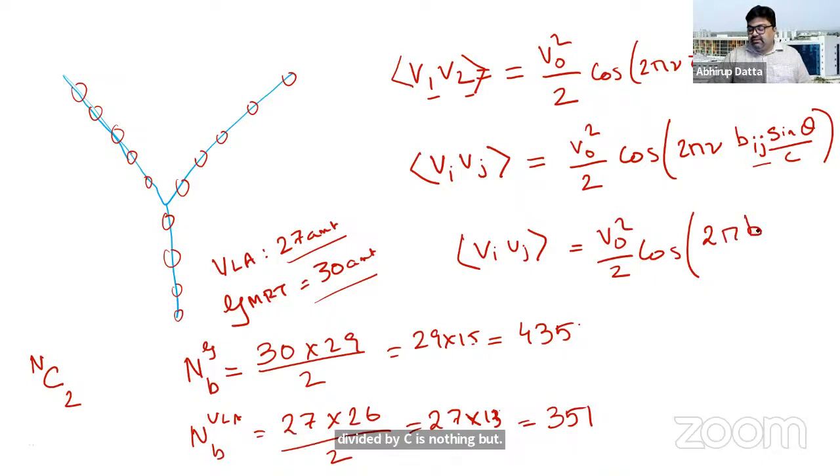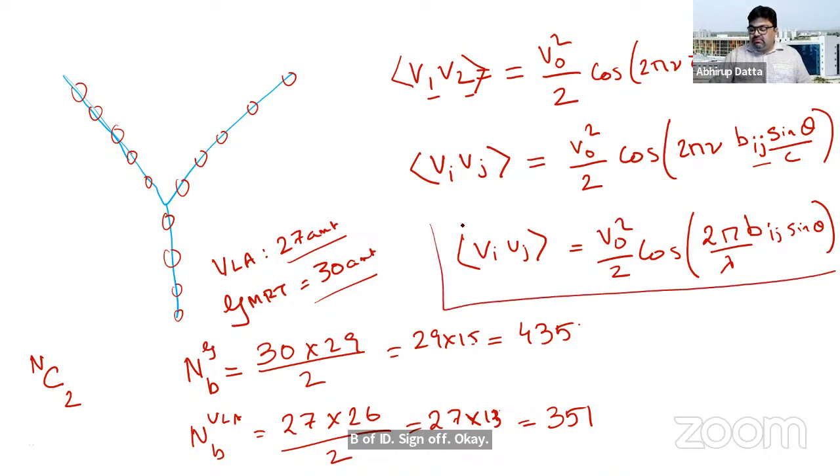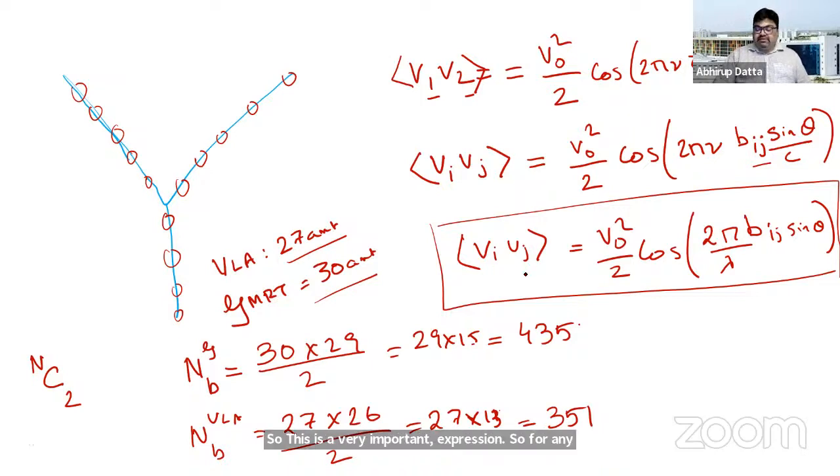which is nothing but 2 pi over lambda, B of ij sine of theta. Okay. So this is a very important expression. For any pair of antennas, there is a fringe rate which is proportional to the length of the baseline. So for any given baseline, you have a corresponding fringe.